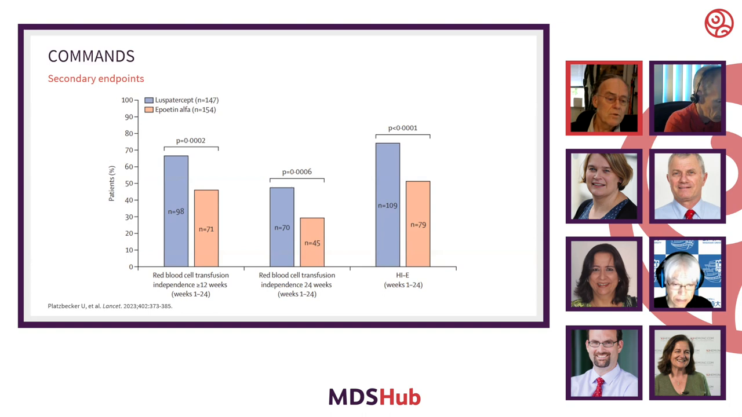Red blood cell transfusion independence of more than 12 weeks during the first 24 weeks is higher in the luspatercept group compared to the EPO group. And the independence of 24 weeks is higher in the luspatercept group compared to the EPO group, and also the hematological improvement was higher in the luspatercept group compared to the EPO group.